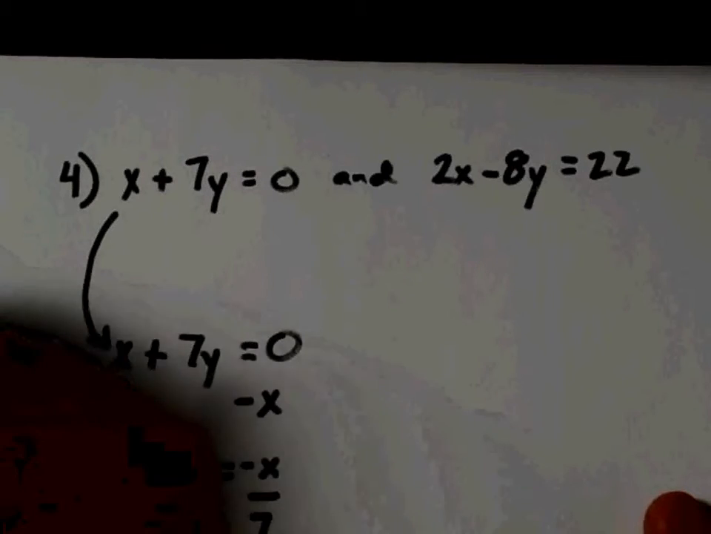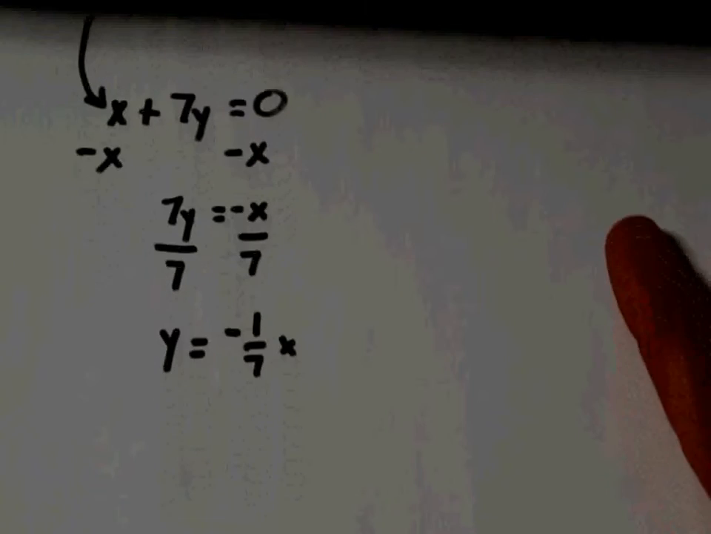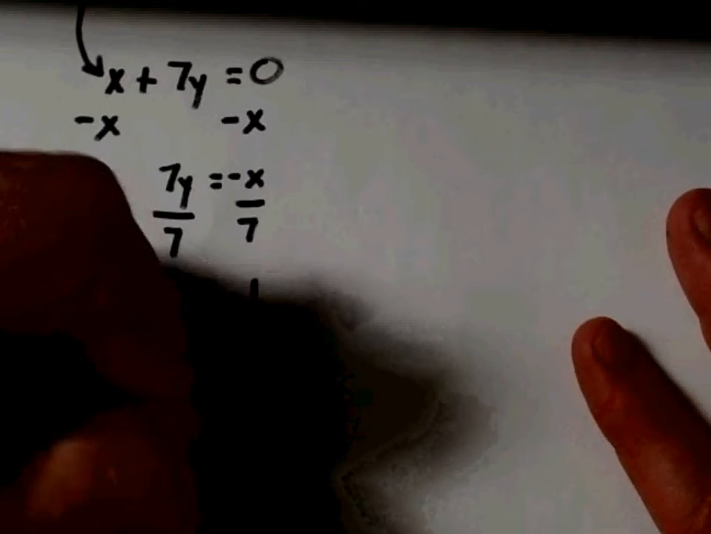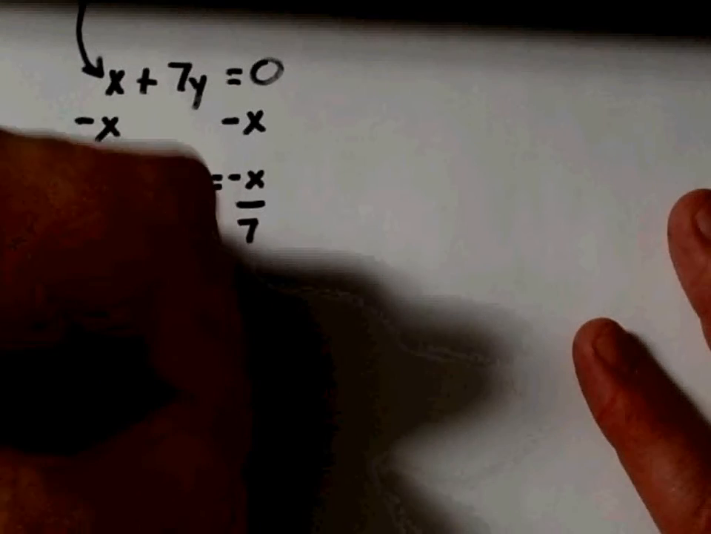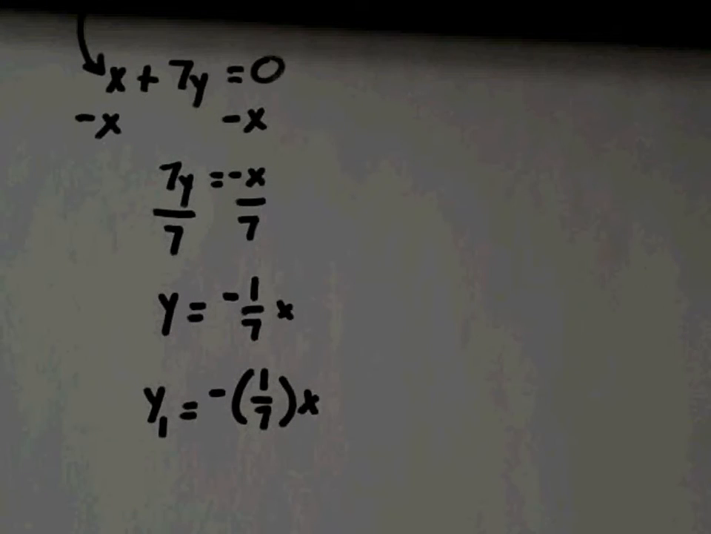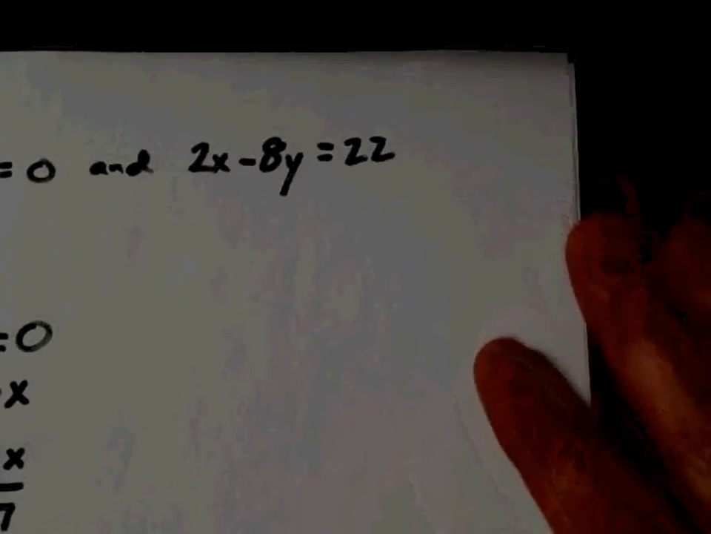And if I put this in my calculator, it's going to look like y1 equal to negative parentheses 1 divided by 7 close parentheses x. That's what I would put in my calculator. Okay? Next equation.